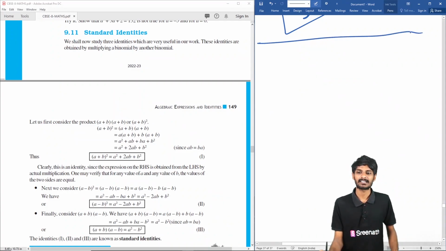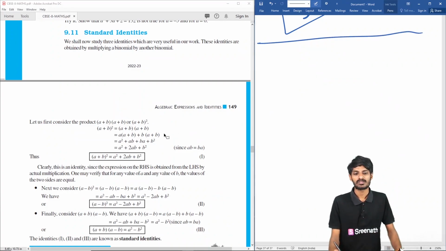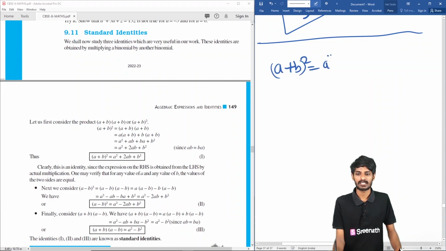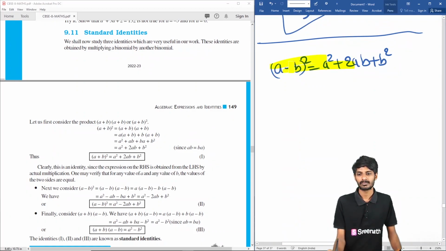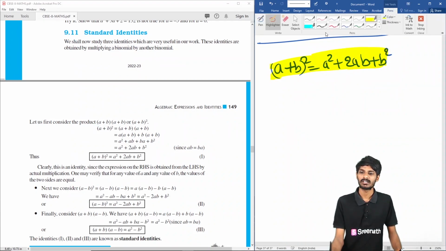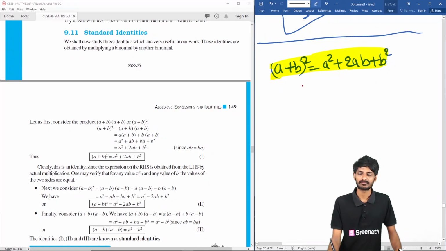And what are these standard identities? We have to remember them. So the first identity is (a plus b) whole square equals a square plus 2ab plus b square. It is one of the most beautiful, most important and well-known identities we have.